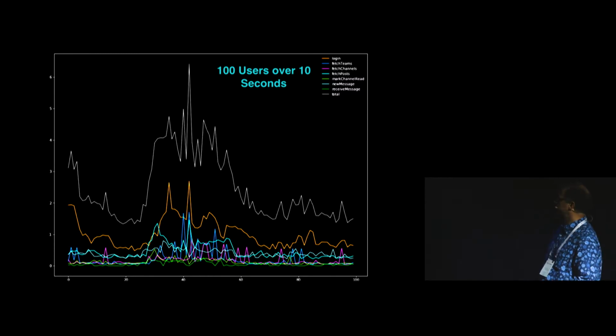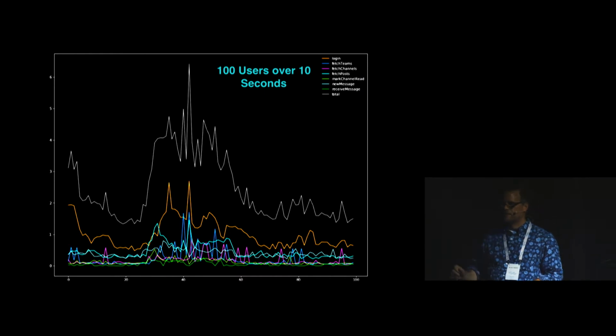Okay, let's look at 100 users over 10 seconds. Now we see a spike at over 6 seconds for a user to actually do all that work, which is not so good, but it didn't do so badly overall. So maybe it's not so bad, and it still performed and stood up, which is pretty nice to know.